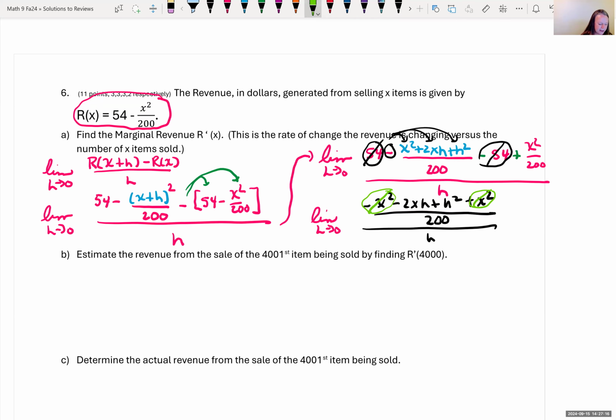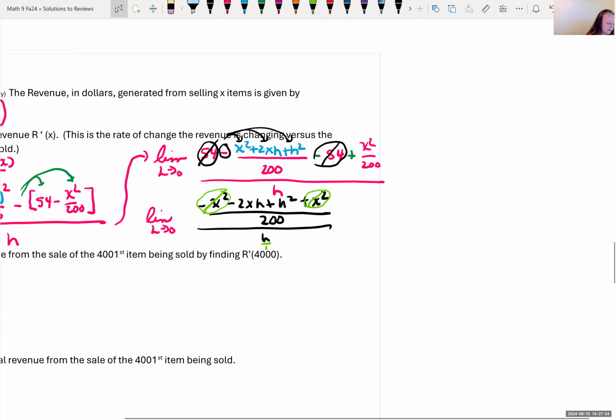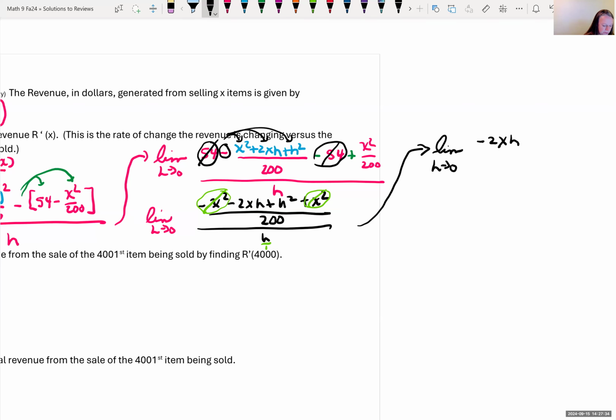I don't like that I have a fraction within a fraction, so I'm going to invert multiply my denominator. So in doing so, I have the limit as h goes to 0 of negative 2xh plus h squared, all divided by 200, times 1 over h.